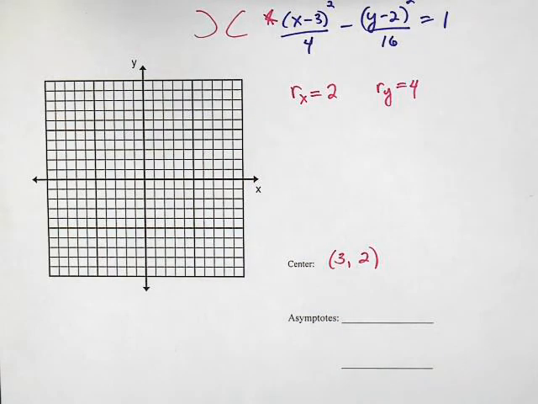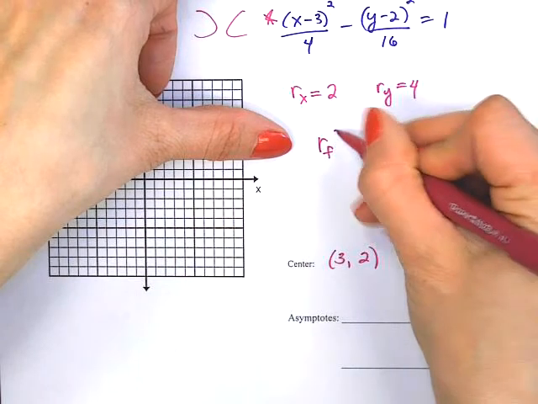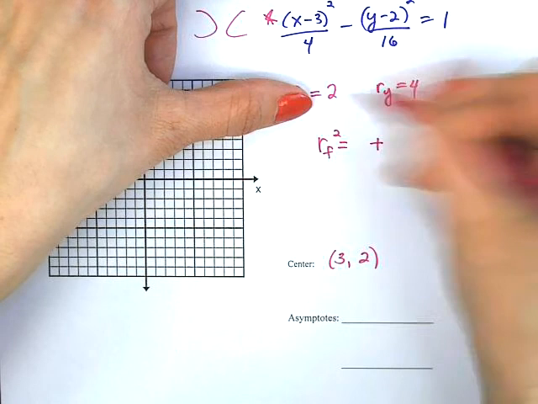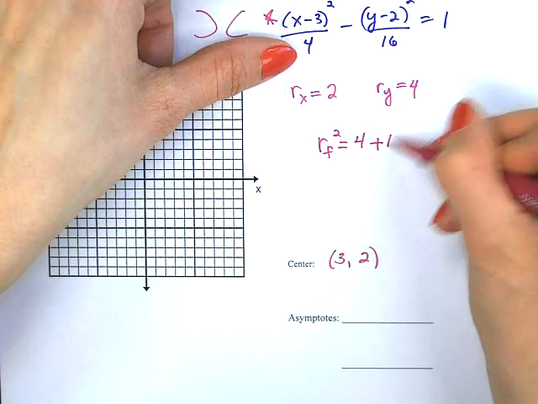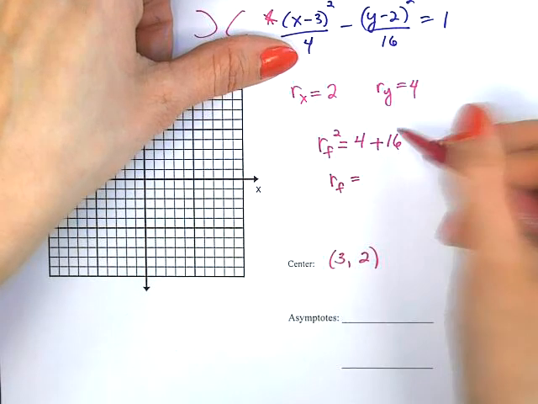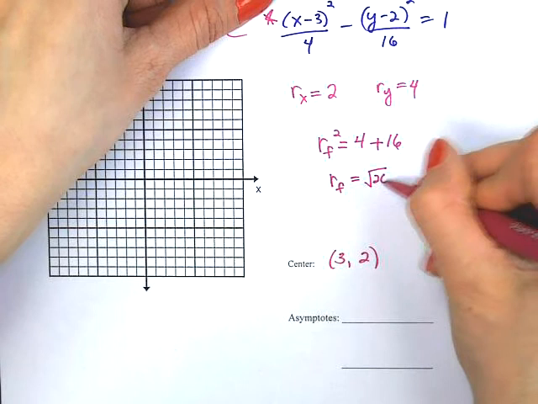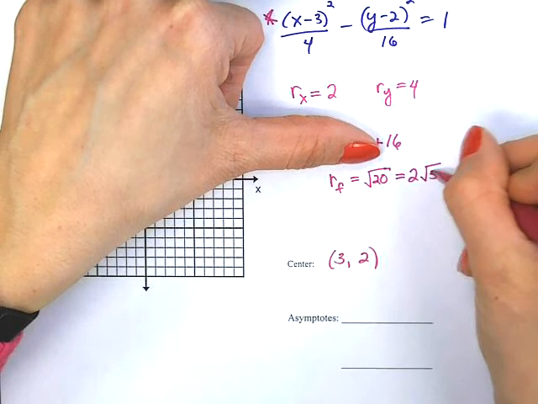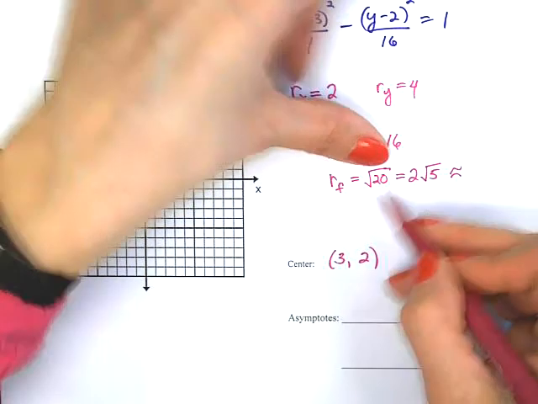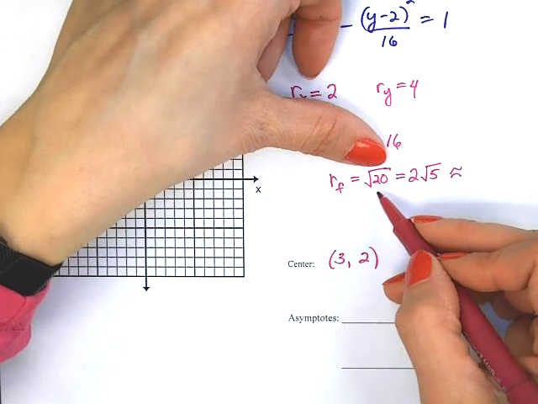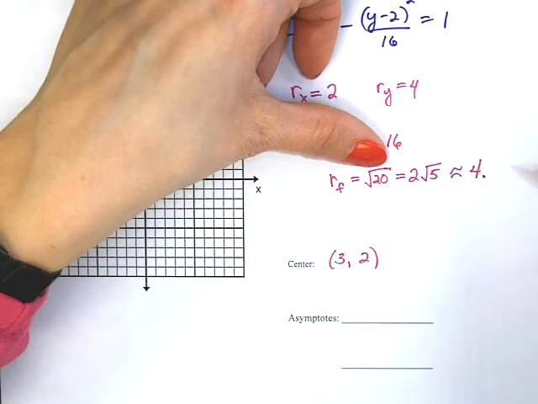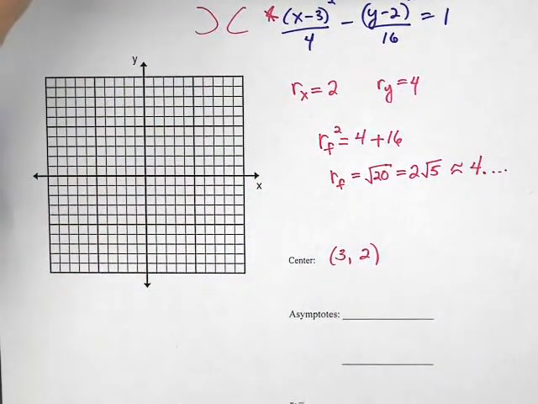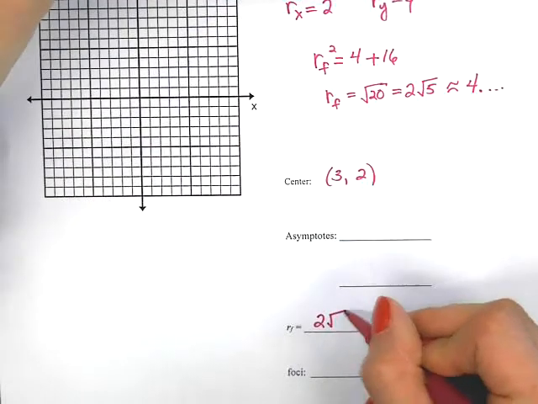Let's see. Focal radius, r sub f squared. When the hyperbola has a minus, I'm going to put a plus here. You have to square, or you could just look right there. 4 plus 16. R sub f is the square root of 20, which is equal to 4 times 5, 2 radical 5. But that's about, let's go back to 20 to figure that out. 4 times 4 is not enough. 5 times 5 is too much, so 4 point, who cares? All right, so the focal radius is 2 radical 5.